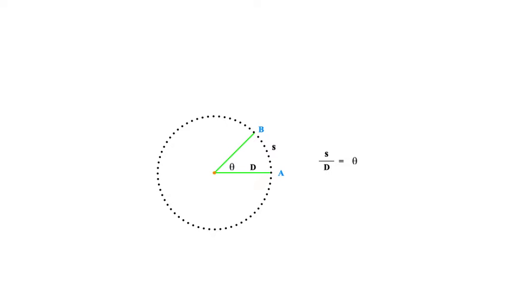Let S equal the path of a planet traveling over a portion of a circular orbit from A to B. If we express theta in radians for now, then theta equals S over D. Let's approximate the distance S with a chord connecting A and B of distance S tilde.